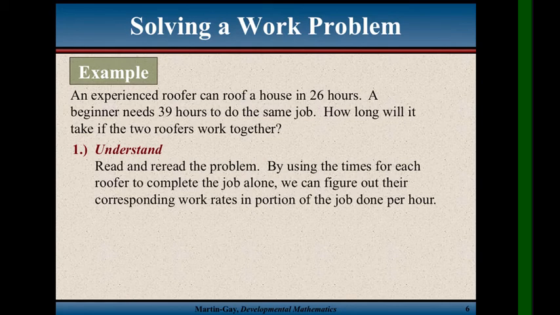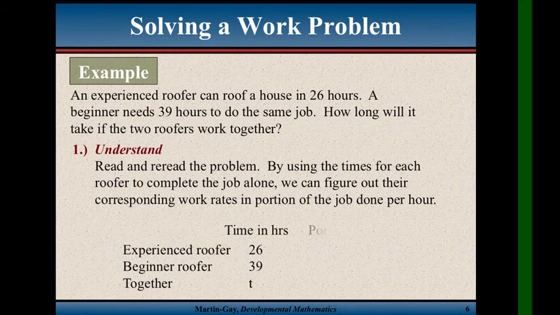By using the times for each roofer to complete the job alone, we can figure out their corresponding work rates in portion of the job done per hour. So, for the experienced roofer, this is the time in hours. Di ba, kaya niyang tapusin ng 26. For the portion, we have job over hours. So, 1 over 26 hour. Because we have one job, right? One job for this one.